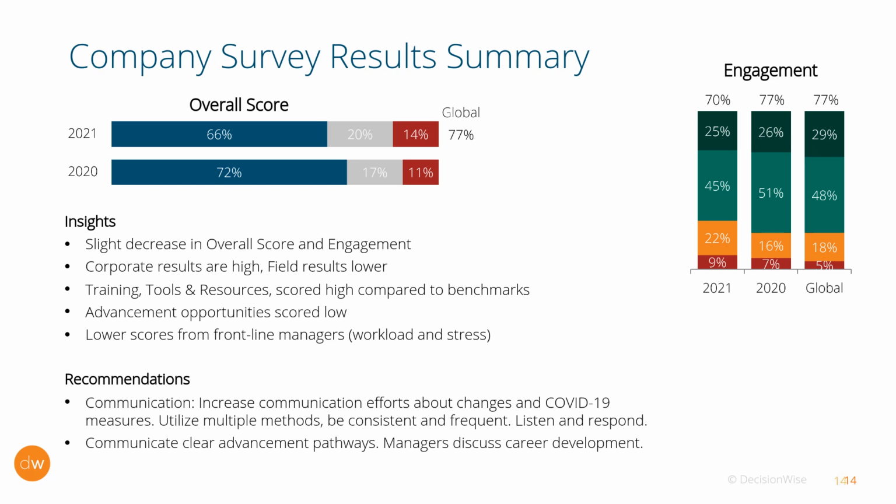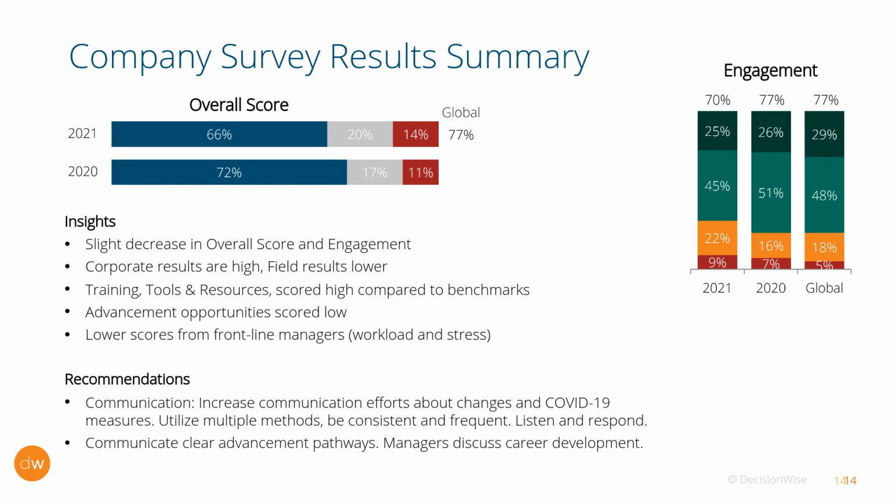So what happened? Well, as we looked in the organization, corporate results were high, but field results were lower. We saw some good news around training and tools and resources, but advancement opportunities scored low. And we saw lower scores from frontline managers around workload and stress. And so there's some recommendations here. One is, we saw a lot in the comments around communication, for example. And then the other one would be just around advancement and how that works. And so these could be our two takeaways or leverage points going forward.